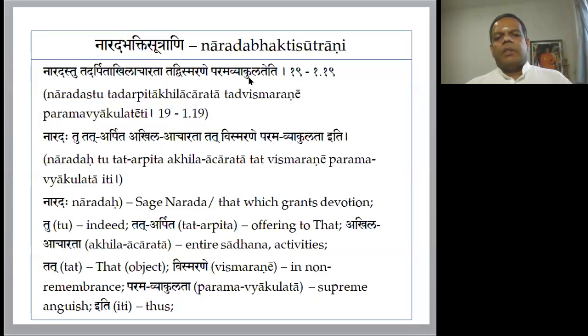The next one is also a compound word. Actually, there is one compound word and another single word. Paramavyakulata is one word, and iti is a second word. Paramavyakulata, which is a compound word or samasa, is made up of parama and vyakulata. We will now look at the meaning of the words.